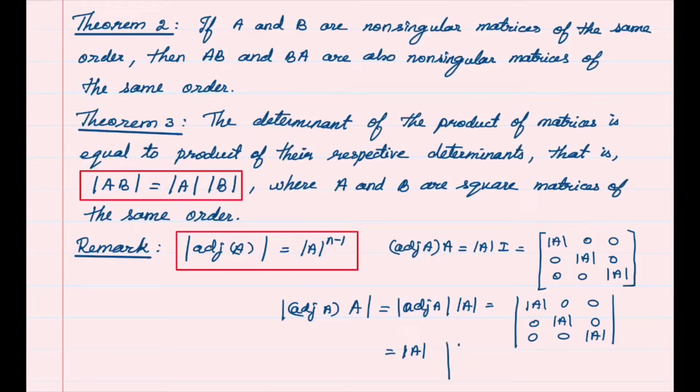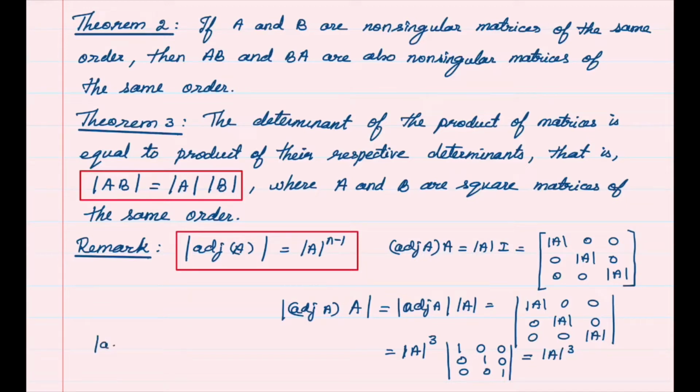We will get 1, 0, 0. Now, we will take it out from the second row. We will get square here, and from the third row, it becomes cube. And determinant value of a unit matrix is 1. Therefore, the answer becomes determinant of A the whole cube.